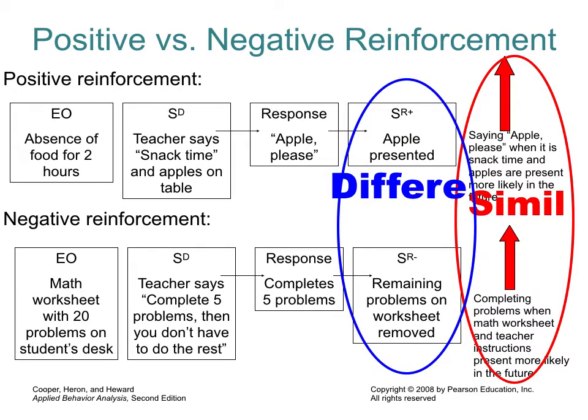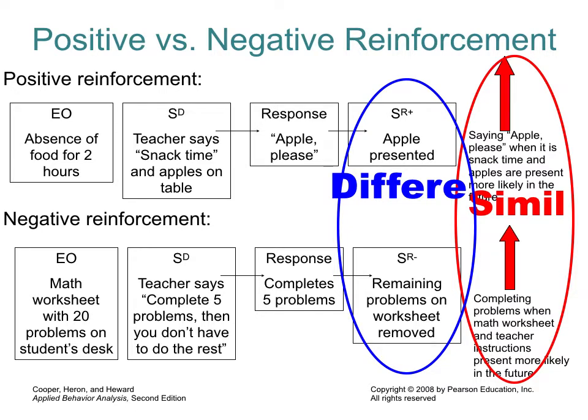Here's an example. Let's take a look at the positive reinforcement contingency first. Let's say a child did not have food for the last 2 hours. Then the teacher says snack time and she puts apples on the table. If the child says apple please, then the child will be able to receive the apple.